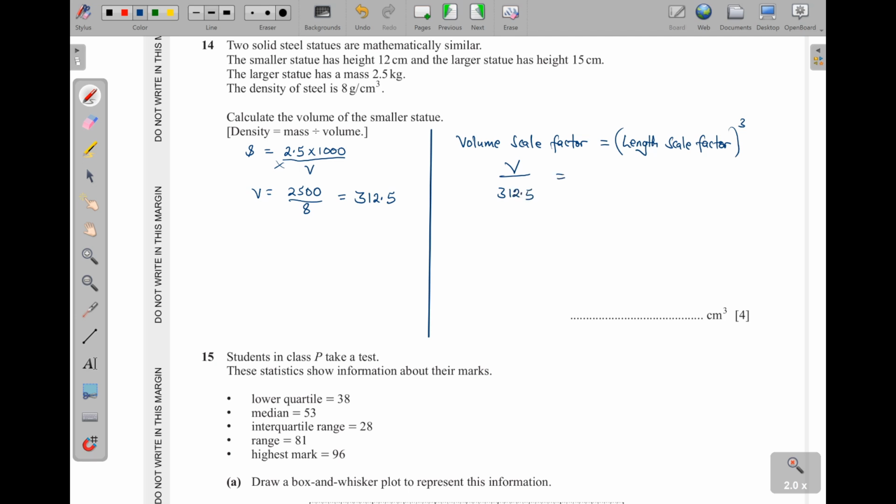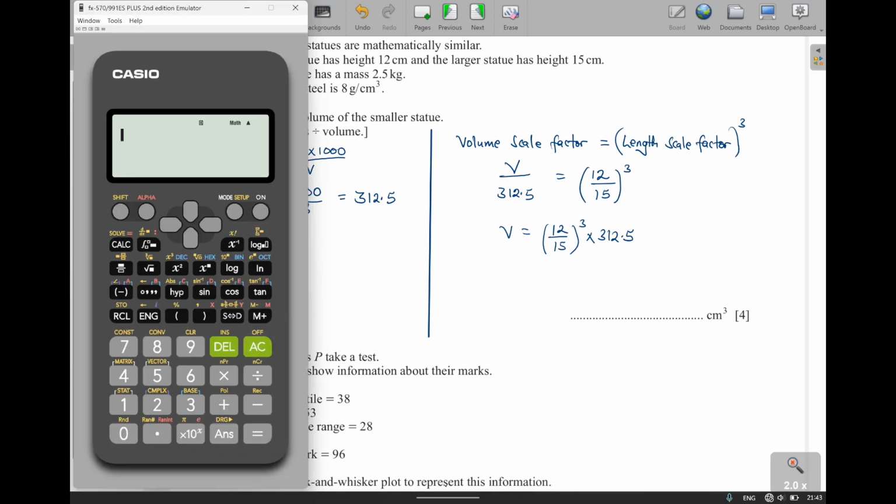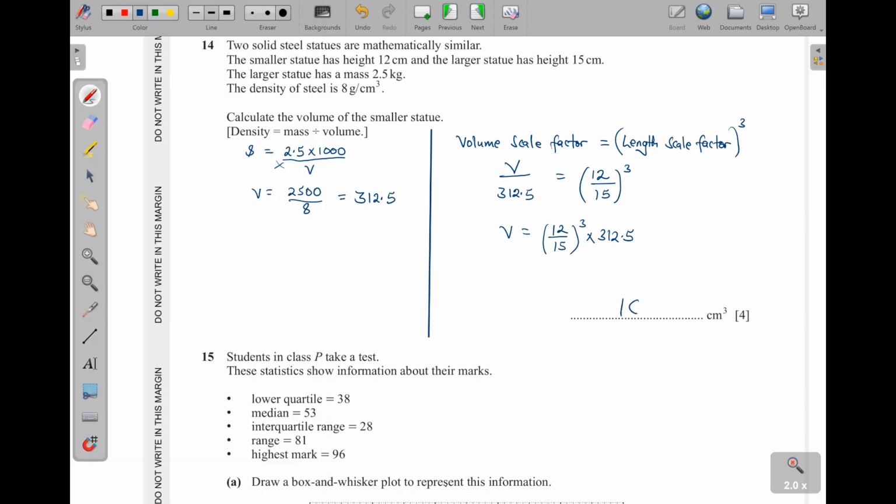is equal to the height of the smaller one, which is 12, divided by the height of the bigger one, then cubed. Then our V is going to be equal to 12 out of 15 cubed, times 312.5. Putting this in the calculator, we have 312.5 times 12 out of 15, then we cube it. So we have 160 as our final answer.